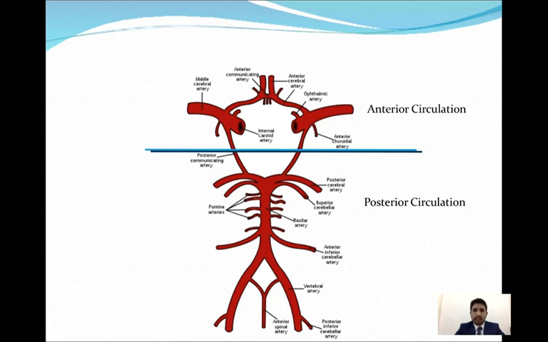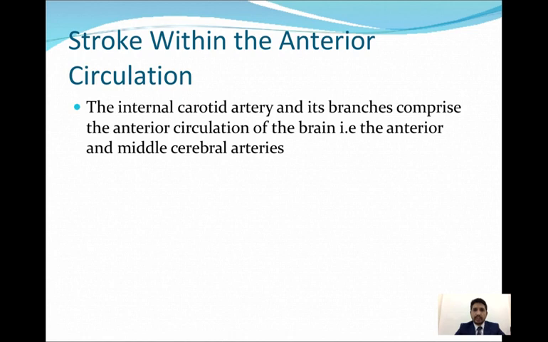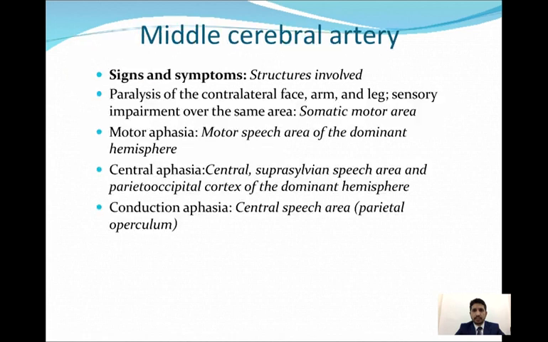So, stroke within the anterior circulation. The internal carotid artery and its branches comprise the anterior circulation of the brain. That is the anterior cerebral artery and middle cerebral artery. So let's start with the middle cerebral artery. As you might know, the middle cerebral artery supplies the anterolateral part of the brain.